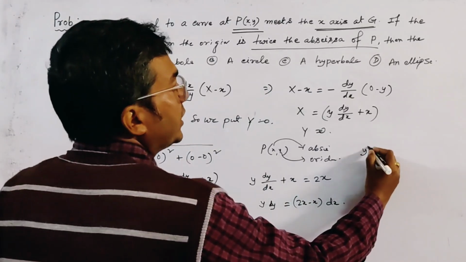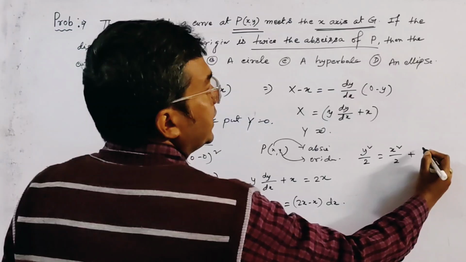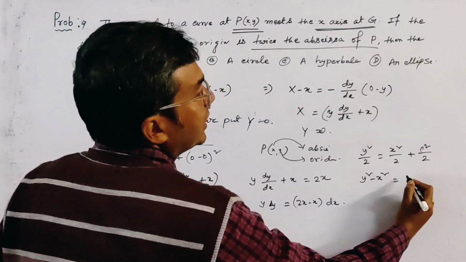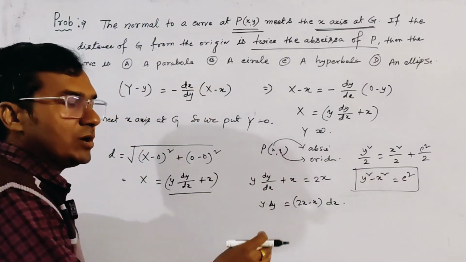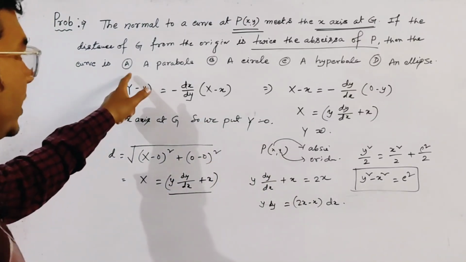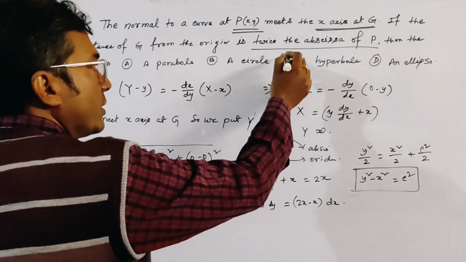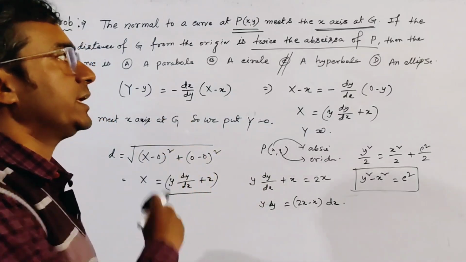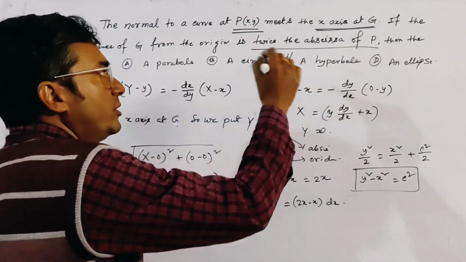Now integrating, we get y square by 2 equals x square by 2 plus the integrating constant, let it be c square by 2. So we get y square minus x square equal to c square. This is clearly a rectangular hyperbola or equilateral hyperbola. In our options, the curve is given as parabola, circle, hyperbola and ellipse, so our correct option is hyperbola. There is no option marking rectangular hyperbola or equilateral hyperbola, so our correct option is option number 3.